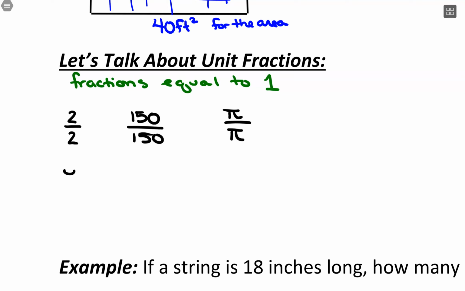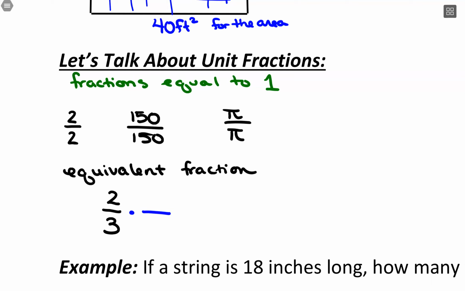We can also revisit the idea of equivalent fractions, which we did in our fraction unit. We use these unit fractions to help us create equivalent fractions. So like if I had 2/3 and I wanted to create an equivalent fraction with a denominator of 6, I could multiply it by 2 in the denominator, but whatever I did in the denominator, I had to do in the numerator as well. That right there is a unit fraction. So we've used these before to help us make equivalent fractions.